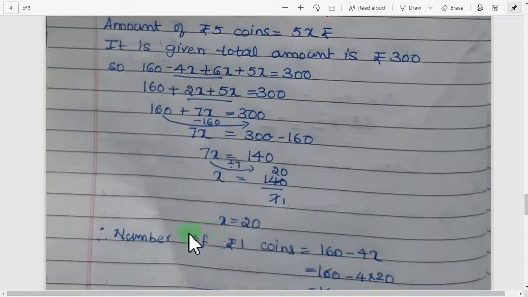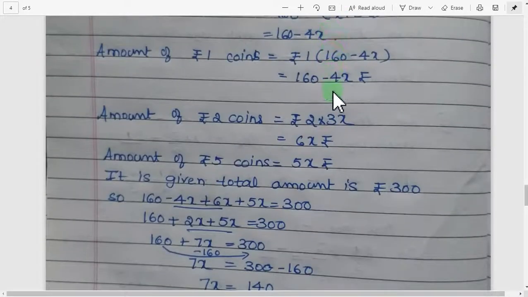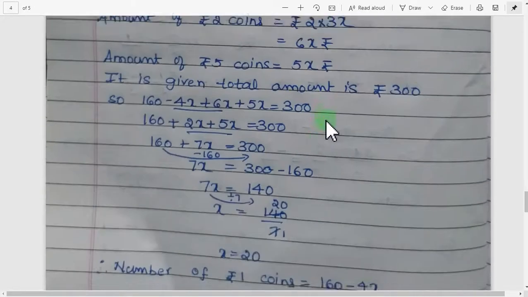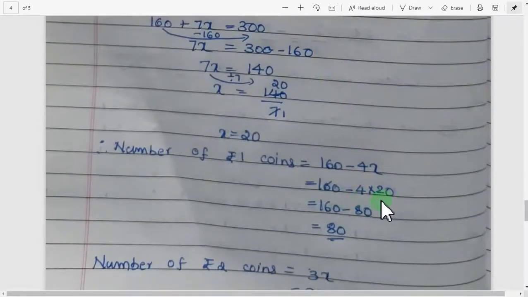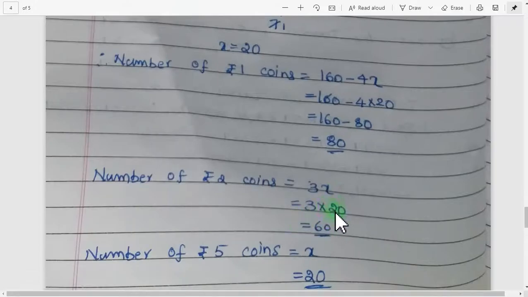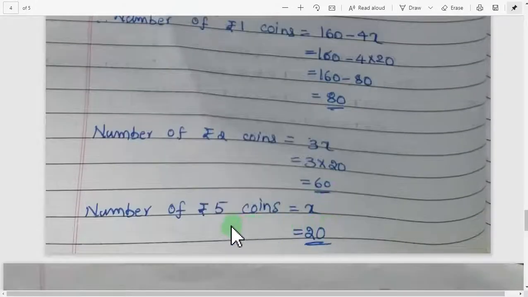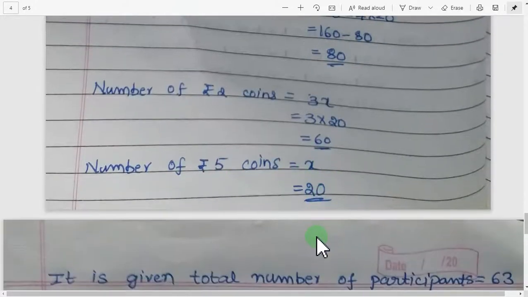After getting the x value, the number of rupees 1 coins is 160 minus 4x. Substitute the value of x: 160 minus 4 into 20. First you have to do multiplication, not subtraction. 4 into 20 is 80, subtract it, so 80 coins of rupees 1. Number of rupees 2 coins is 3x, 3 into 20, 60. Number of rupees 5 coins, x, is 20.